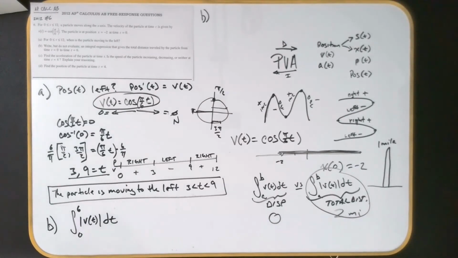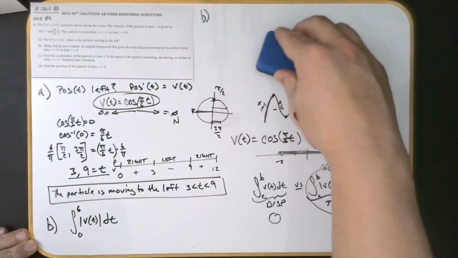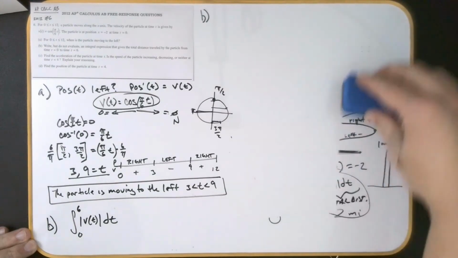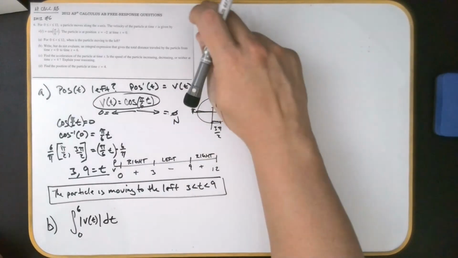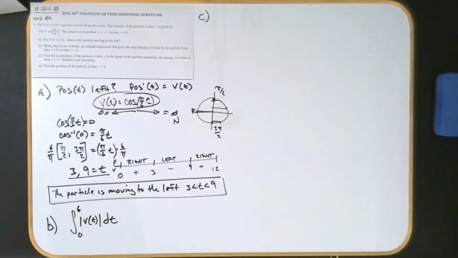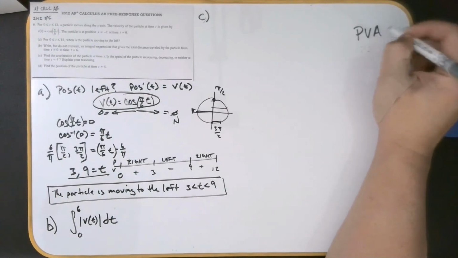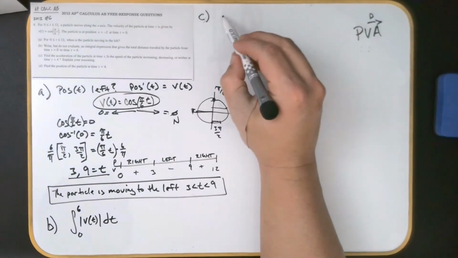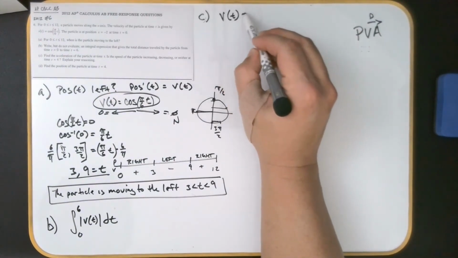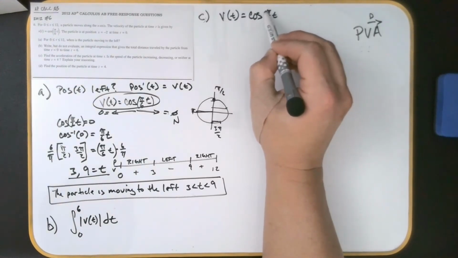Okay. Time for part C. So let's make a little room up here. And part C says, find the acceleration of the particle at time equals t. Acceleration. Once again, not surprising, because we have velocity. We'll just go this way, deriving to get acceleration. So I'm going to write the original function up here again. Well, v of t, which was given, is again the cosine of pi over 6t.